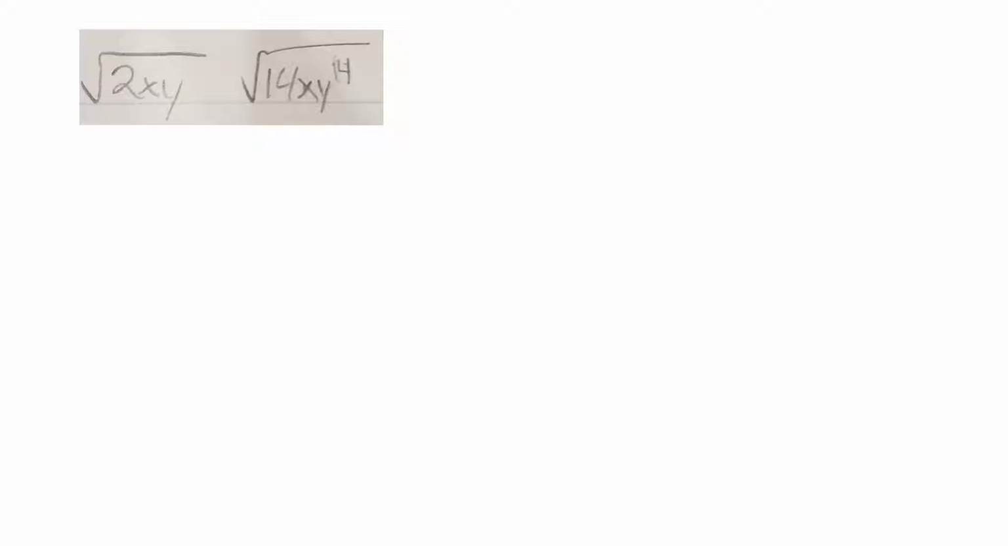All right, here's a question where we're asked to multiply these two radicals. I have to multiply those two radicals. Well, if they're both under square roots, then I can just write them all within one radical. So 2 times x times y times 14 times x times y.